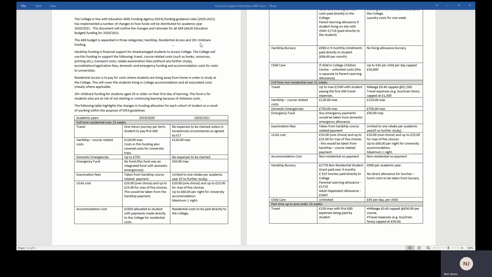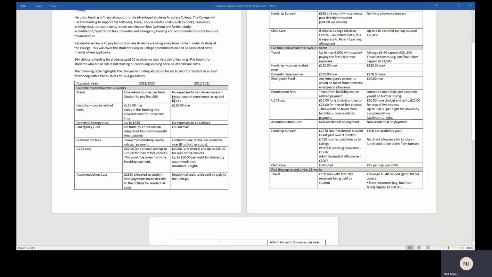It would be worth noting that we only pay for childcare for students who are 20 plus. Any student who is under 20, so 19 or under, will be expected to apply for funding through a separate funding stream, which Beth will explain when students come to apply.